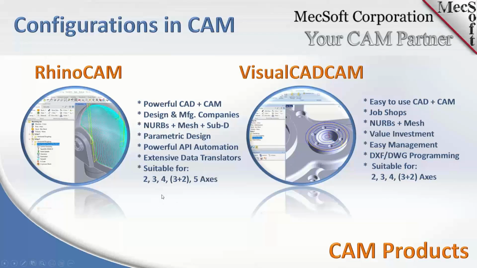So if you are a shop that is looking for both powerful design and CAM capabilities, then RhinoCAM will be the most appropriate product for you. VisualCADCAM, on the other hand, is easy to use CAD. It doesn't have all the power of Rhino. Obviously, it's targeted more for simple machining, simple users who do not have a lot of sophisticated CAD needs, or they do have a CAD system like SolidWorks or other CAD systems, and they just want a simple, easy to use CAM product that they can use in the shop or on the shop floor or in the manufacturing department.